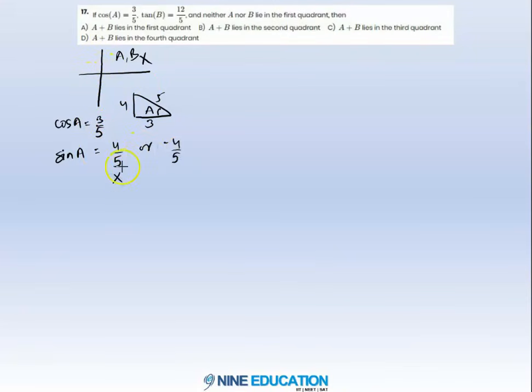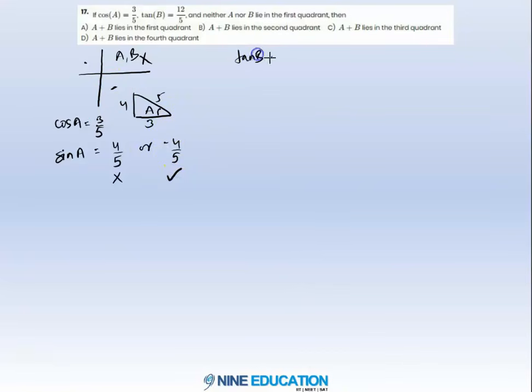So 4 by 5 will be discarded because A is not in the second quadrant also. And how to understand it? Because cos was positive. So cos can be positive only in the first quadrant or the last quadrant. So definitely A is somewhere in the last quadrant where sign is negative. So minus 4 by 5 is what I have to take from there.